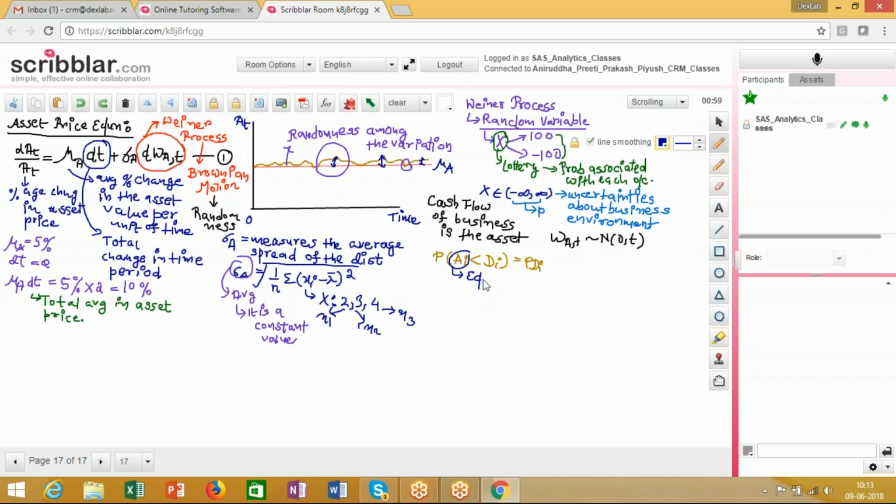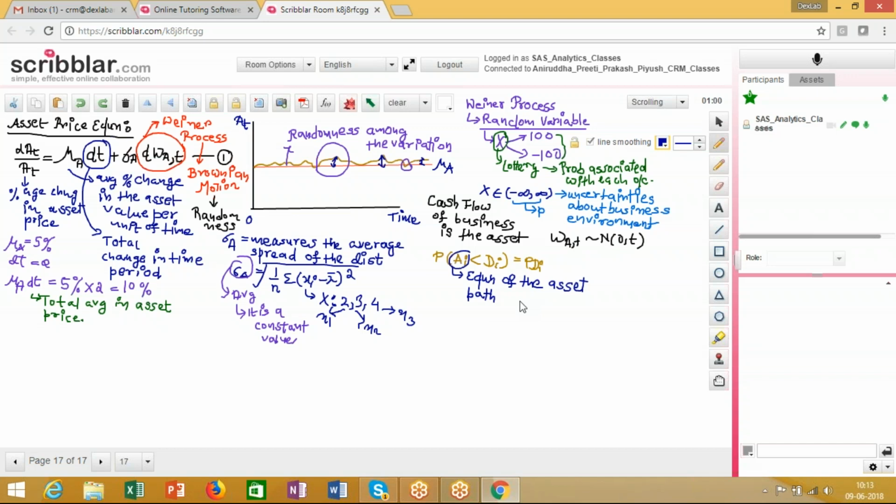What is the equation of the asset? What is the equation of the asset? So over here, when I talk about the equation of the asset path, right? So what is this equation?